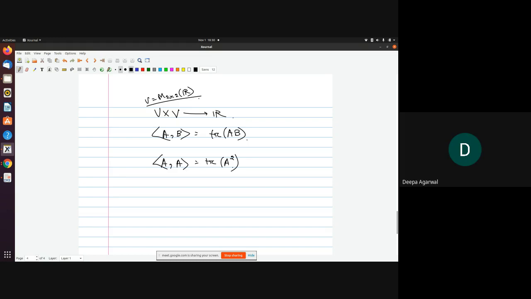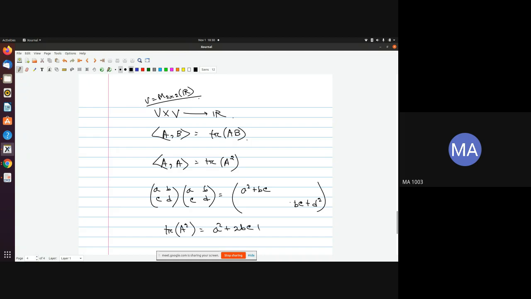Is it necessary? Yes, sir, it will always be greater than 0. Okay. So let me write A, B, C, D and A, B, C, D. Now, if I write it down, what am I getting? A square plus BC here. And in this corner I am getting BC plus D square, right? So what is the trace of A square? I am getting A square plus 2BC plus D square, right?